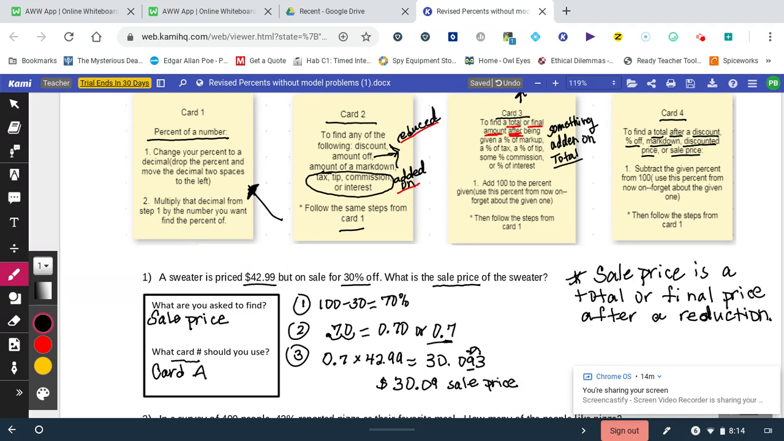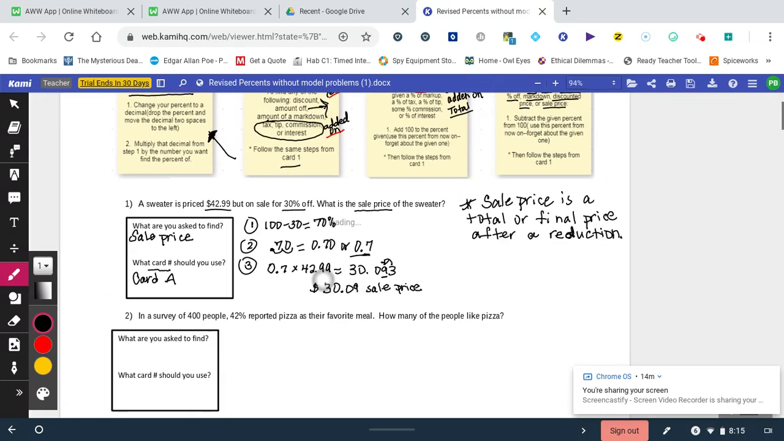Okay, $30.09 sale price. So that's the sale price of the sweater. So something that's $42.99 to start off with that has been reduced by 30% means you're only going to pay $30.09 because you're just paying 70% of it instead of the full 100. All right, let's look at number 2.